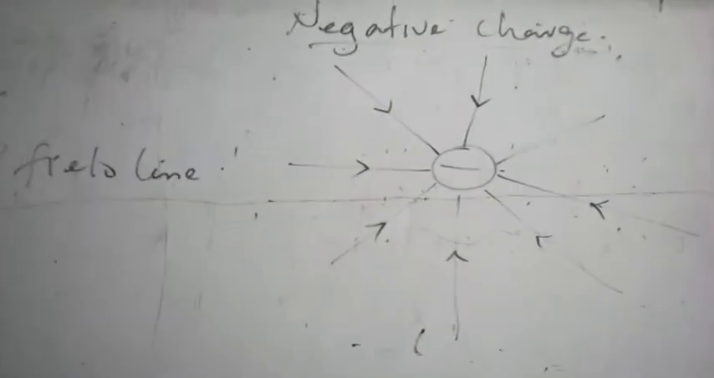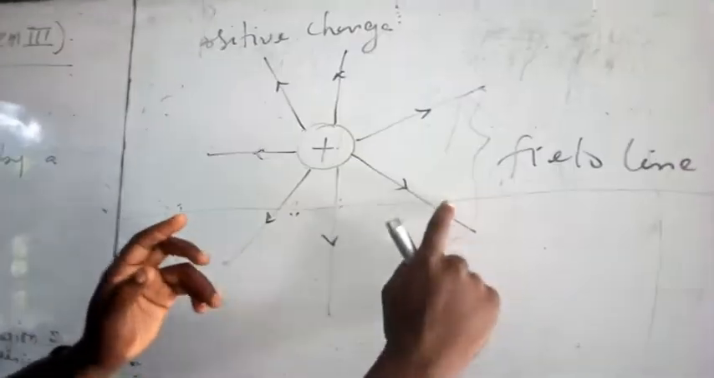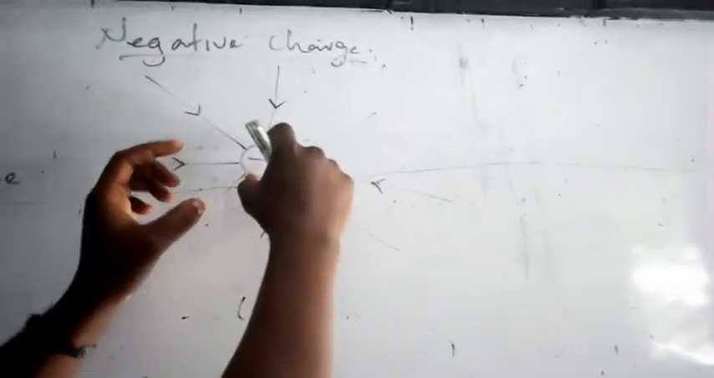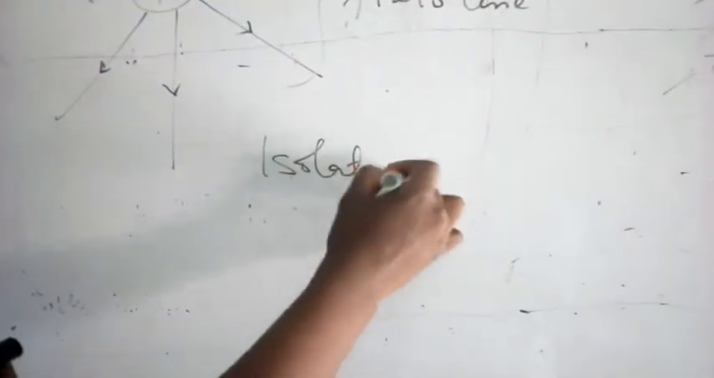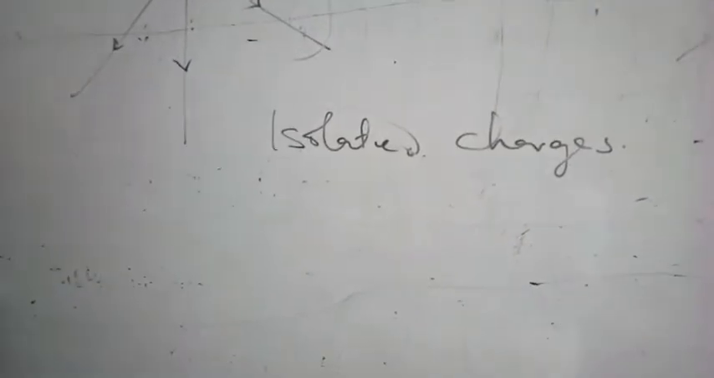A negative charge can be defined as where the field lines terminate. Where they actually terminate. The field lines here get terminated, meaning that when they come to this point, they end. So these are all called isolated charges. When we talk about isolated charge, we talk about a positive charge on its own and a negative charge on its own.